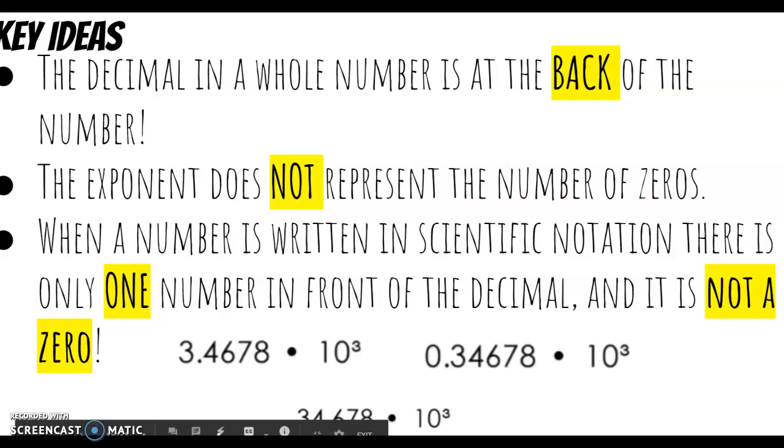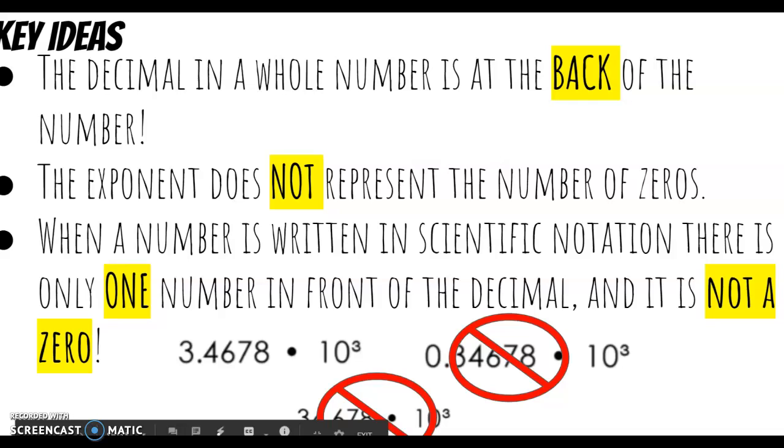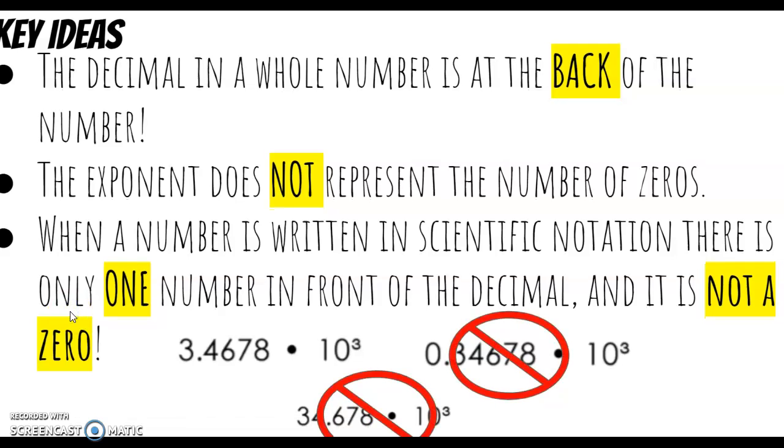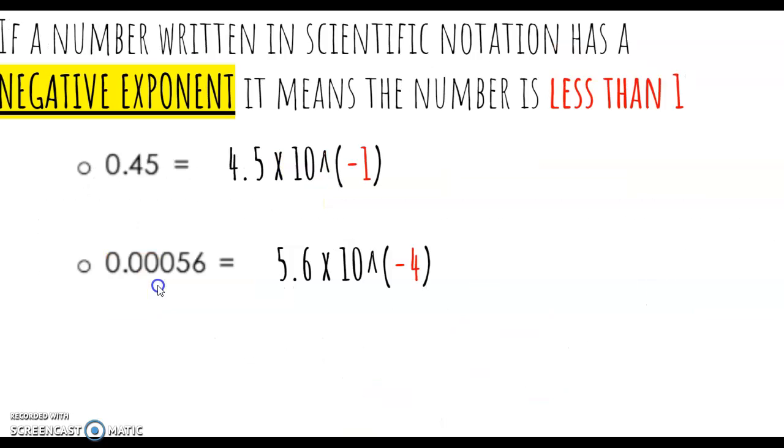The number in front of the decimal is 0. That can't be it, and neither can that one down there. 34.678. Again, 34.678 is not considered 1 because it has more than one number in front of the decimal.